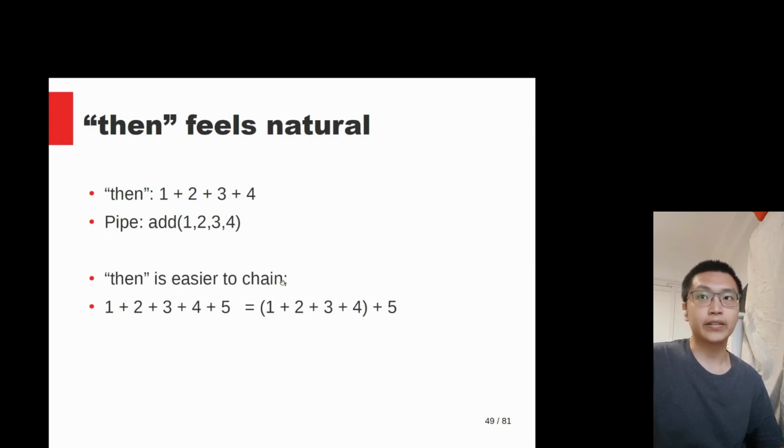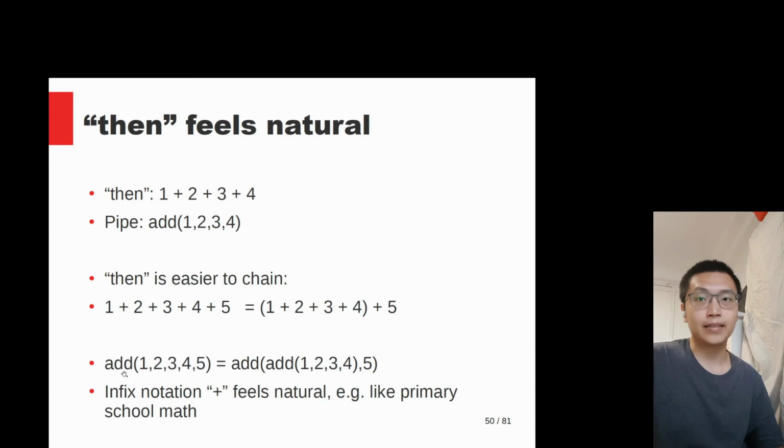Then is easier to chain. For example, you can see that to add 1, 2, 3, 4, 5, you can add up the first 4 results, then you add 5. You can just put a bracket here and it still feels natural. Whereas if you want to break up this evaluation into 1, 2, 3, 4 plus 5, I have to write it in this following form, which is a little bit verbose. It's a little bit too many words.